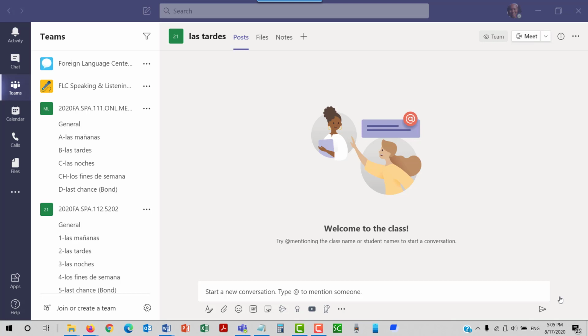In Microsoft Teams, you are a member of your class team. Each class team has a general channel. Then I created 5 channels underneath that are called Las Mañanas, Las Tardes, Las Noches, Los Fines de Semana, or Last Chance Bond. Mañanas are morning, tardes afternoons, noches evenings, fines de semana are weekends, and last chance means you are a procrastinator like me and you just need to find someone right now.